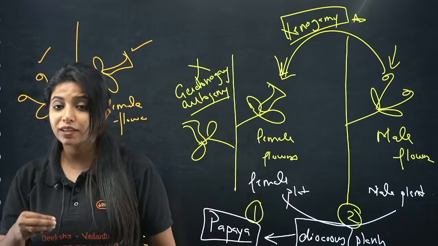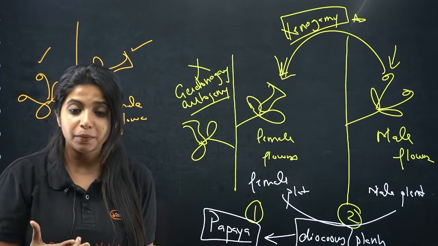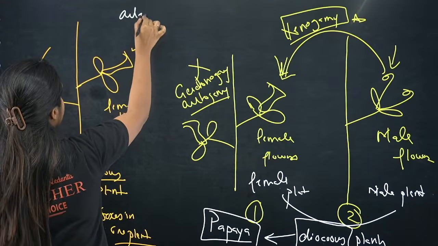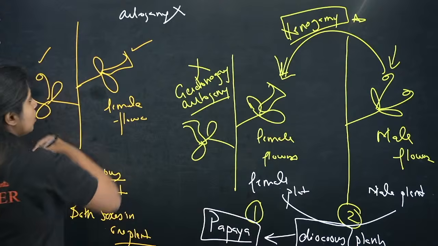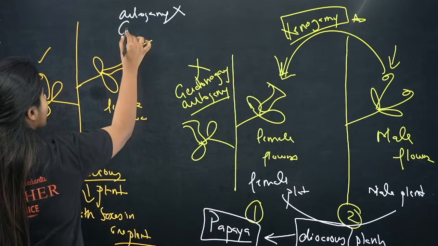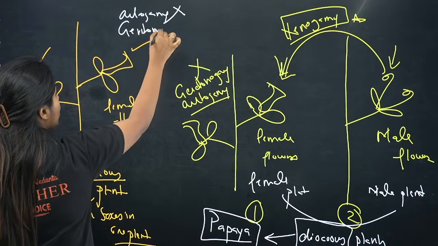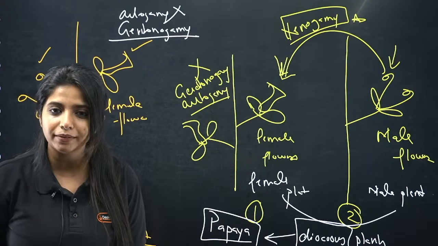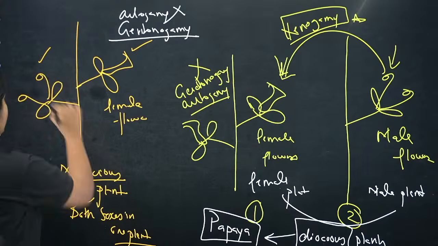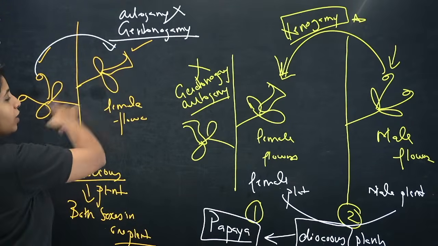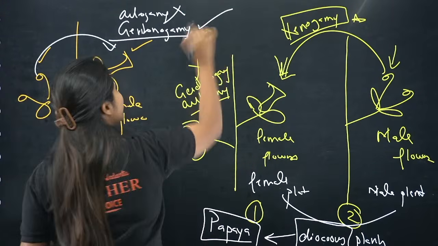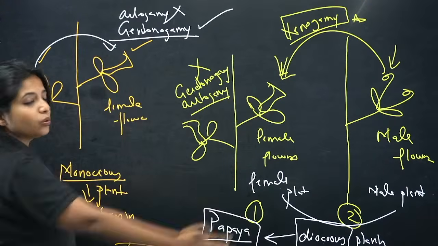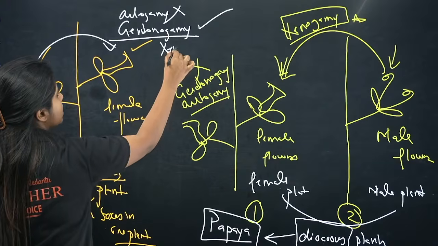So in this case, do you think geitonogamy can be prevented? Okay, autogamy you can prevent. That is a type of self-pollination. So autogamy definitely you can prevent. Okay, what about geitonogamy? Geitonogamy genetically is like autogamy, even though it's cross-pollination. Do you think that will also be prevented? No. From here to here, pollen can go from one flower to another flower of the same plant. So geitonogamy can still happen. And over here, yes, it forces xenogamy also. It helps in xenogamy also.